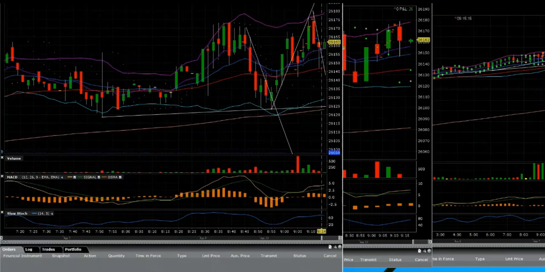The only thing that is preventing me from really wanting to buy this is these stochastics are a little high. Stochastics and the MACD, moving average convergence divergence. I have barely any volume on this right now.